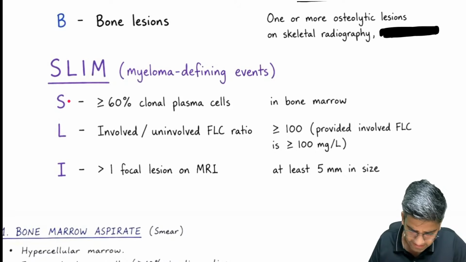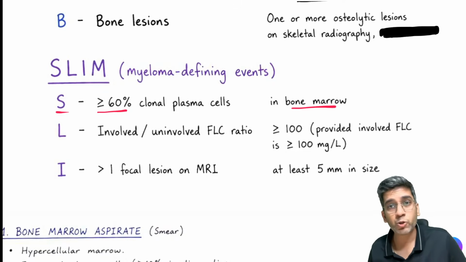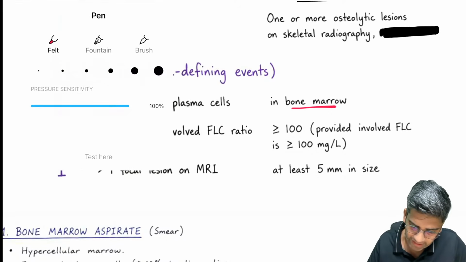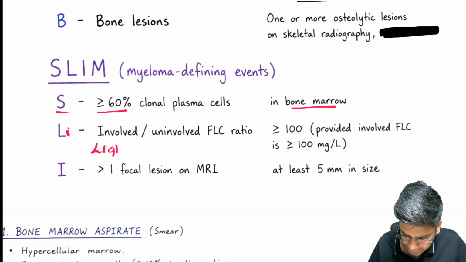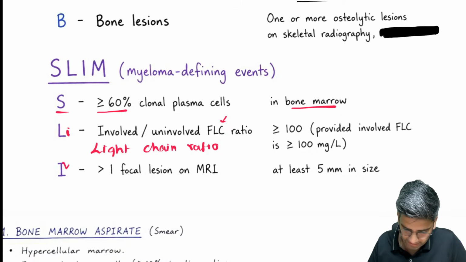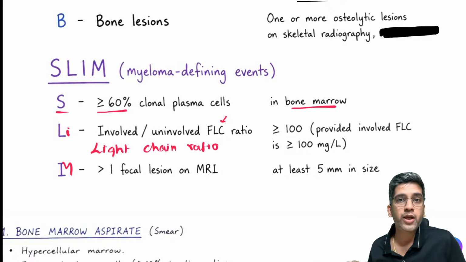SLIM, it's S for 60, more than or equal to 60% clonal plasma cells in the bone marrow, not in the peripheral smear. Li for the light chain ratio, involved to the uninvolved. FLC, nothing but free light chain, that's all, right? It's light chain ratio, and this is M, fine. Okay, more than 100, the ratio involved to uninvolved, which means involved light chain, that's kappa or lambda, is 100 times more than the uninvolved. So it cannot be infection, cannot be inflammation, can only be neoplastic. Then yes, I'll think of a multiple myeloma.